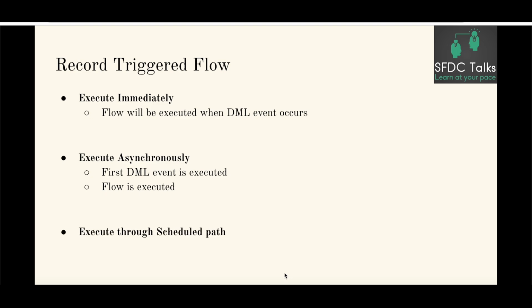And lastly, we also have execute through scheduled paths. Here, the first DML event is executed and there's some time interval. Based on the time interval, it will wait for that time interval to be reached, and then the flow is executed. The best example for this, if we know about workflows, is time-triggered workflows. The counterpart or analogy of time-triggered workflow in flows is using scheduled path.